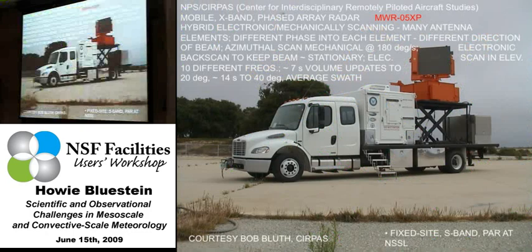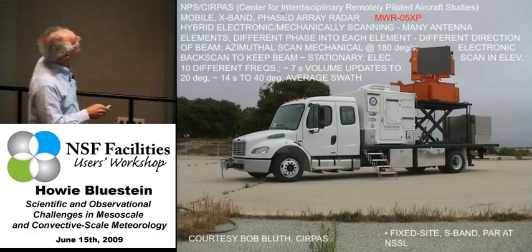This is MWR-05XP. I actually think that stood for Monthly Weather Review, but it's meteorological weather radar. I didn't make the name up. That Bob Bluth has provided with us. This is a mobile X-band phased array radar. It's a hybrid electronically scanning, mechanically scanning radar. It's composed of many antenna elements. And by changing the phases of each element, you can point the beam in different directions. So the antenna scans electronically, not mechanically.